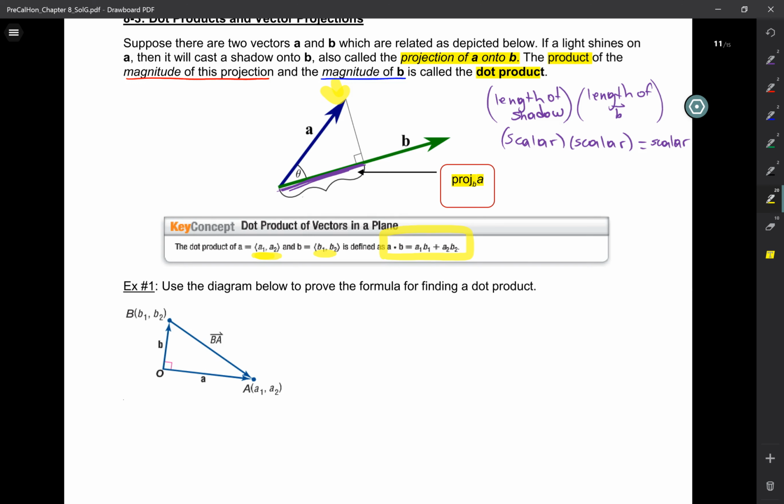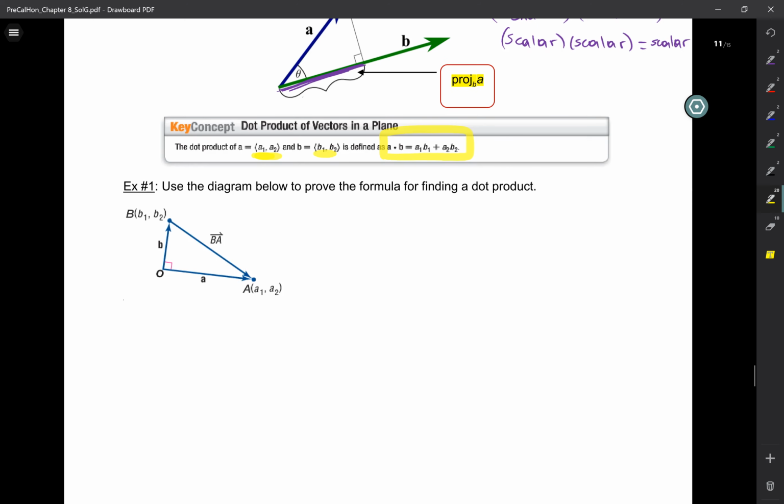No. Because it's the shadow. Remember, your shadow is not always the same length as you, right? Depending on the angle that the flashlight is being held, the projection is going to be different lengths. Okay? All right, so look at what I have here. Let's see where the dot product comes from, first of all. Look at what we have here.